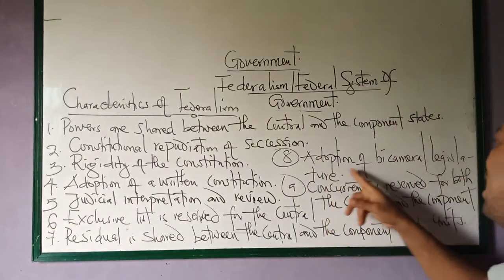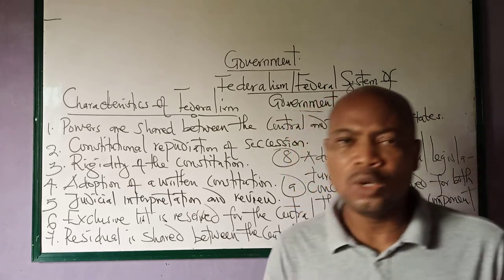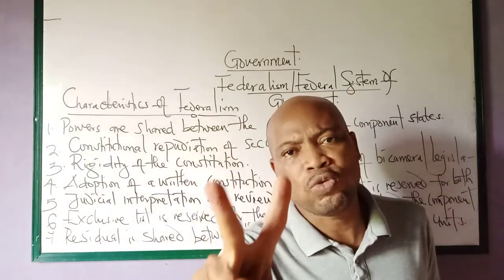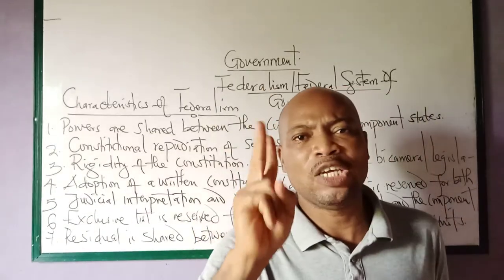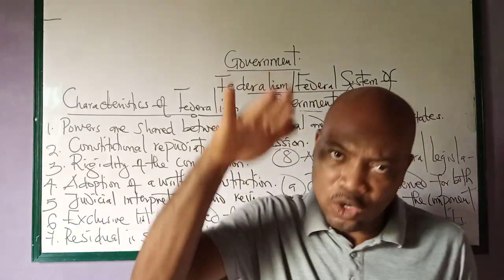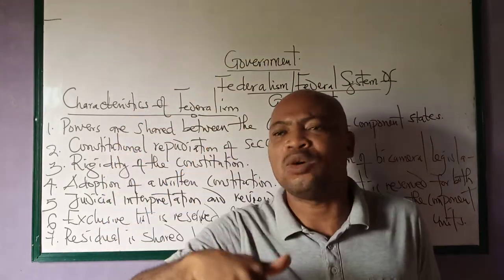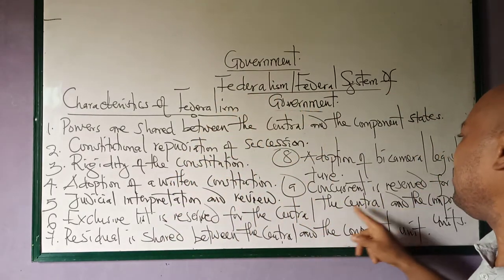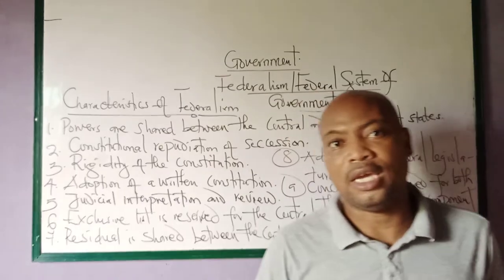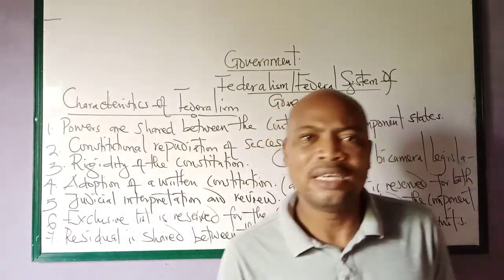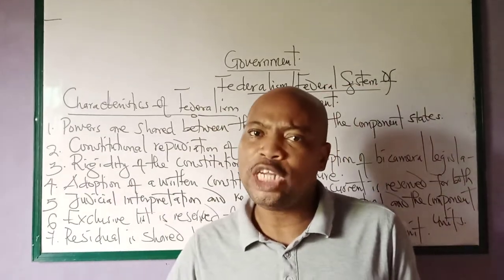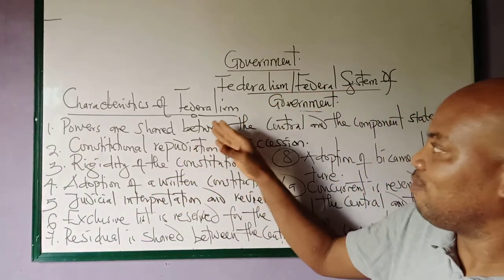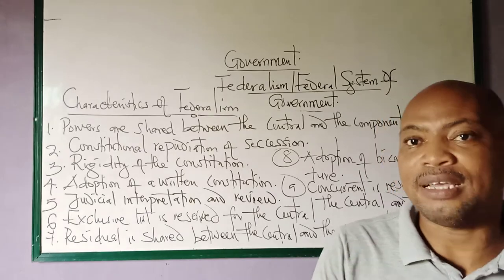Then number eight, adoption of a bicameral legislature. What do we mean by that? By adoption of a bicameral legislature, we're talking about the existence of two legislative chambers in the country. That is the upper house and the lower house under a federal system of government. Then number nine, concurrent list, this is reserved for both the central and the component unit. So under the concurrent list, the central government and the component unit of the state also share power in this regard. So those are the characteristics of a federal system of government.